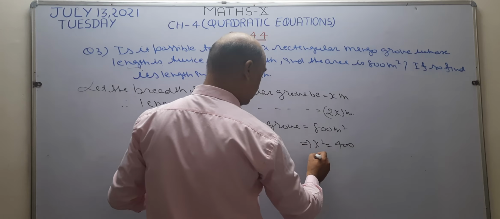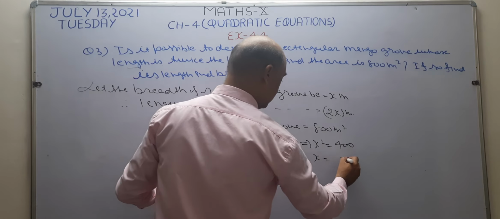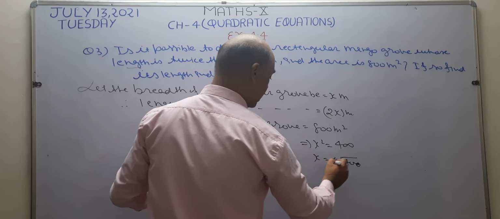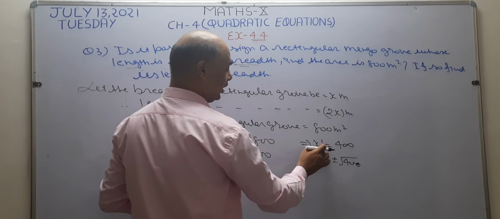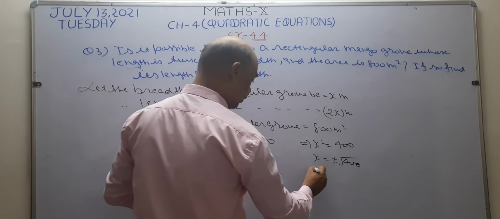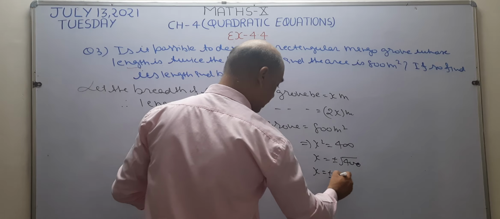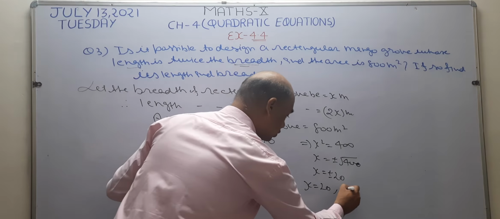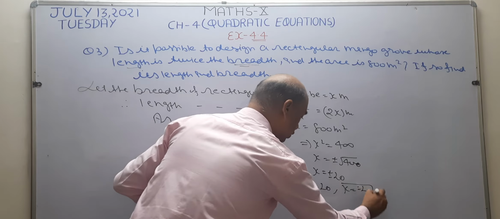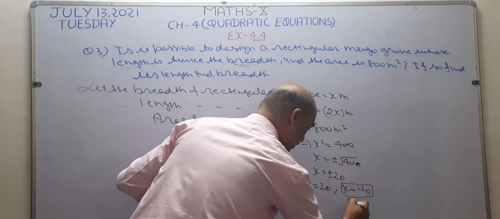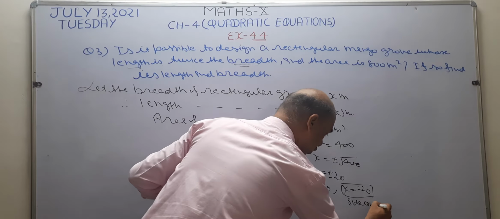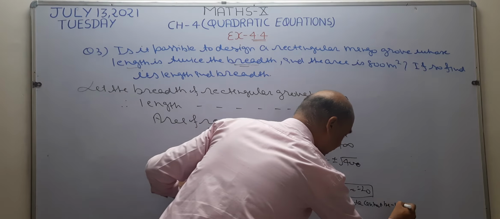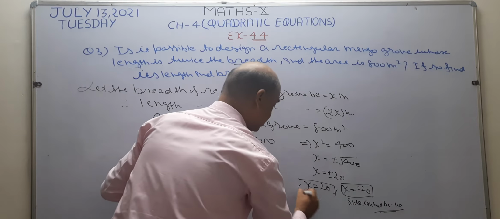When I remove this square, I take the square root of 400, and the plus minus sign is there, because this is a quadratic equation, and in a quadratic equation we have two roots. So the final answer becomes plus minus 20. As you know, a side cannot be negative, so the negative value is going to be rejected. So I take x equal to 20.